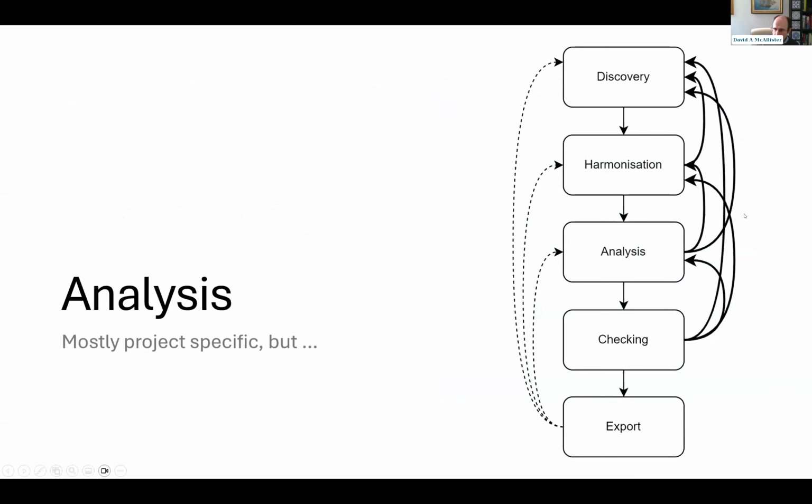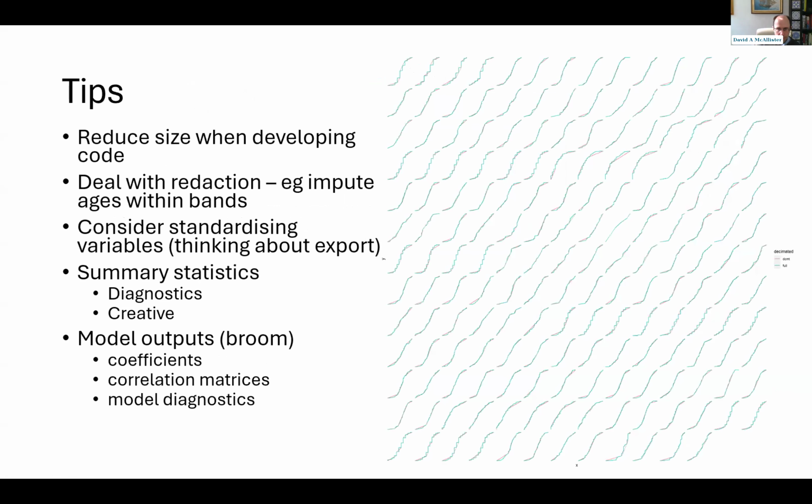Okay, so on to analysis. So this is more project specific. However, there are a couple of points to make. One point is you can reduce the size of your data when you're developing code. So take a random sample within arms of some of the participants in the trials when you're running it.